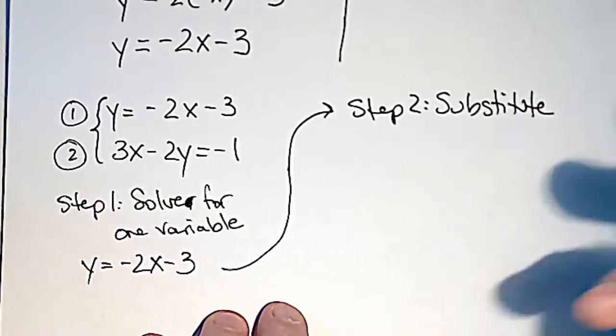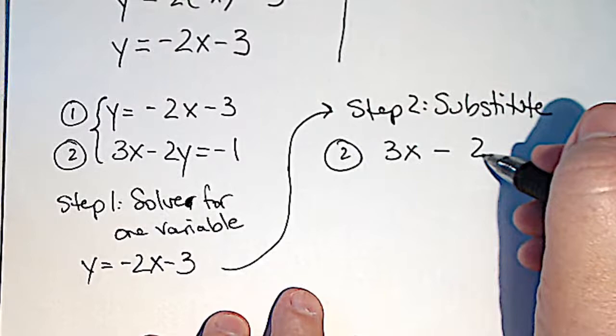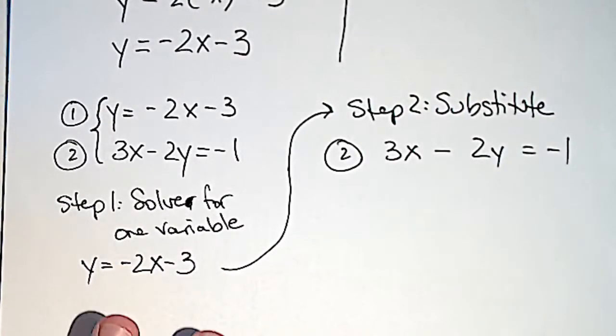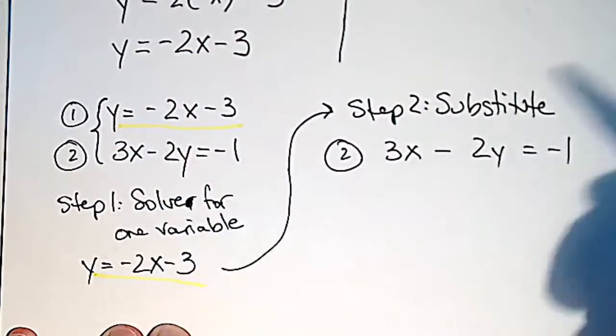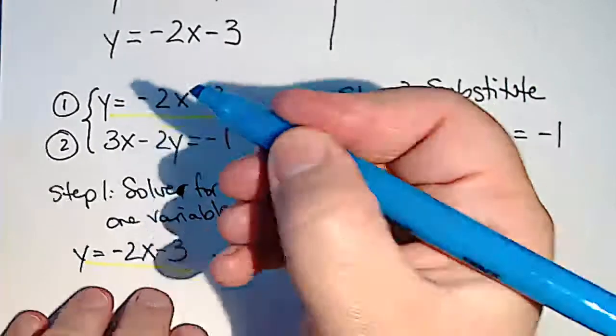So we're going to take equation number 2, 3x minus 2y equals -1. Here I'm going to start coloring. Here's my first equation. There's my first equation. And here is my second equation.